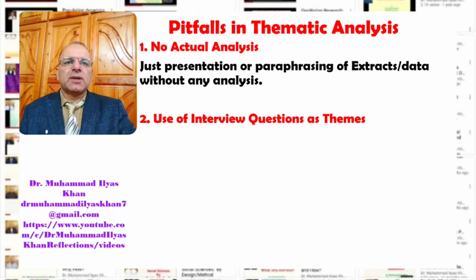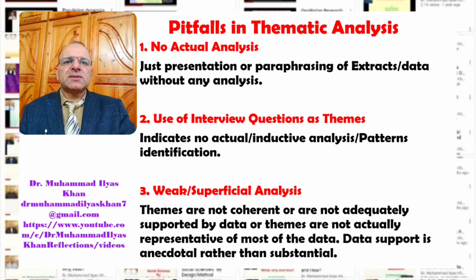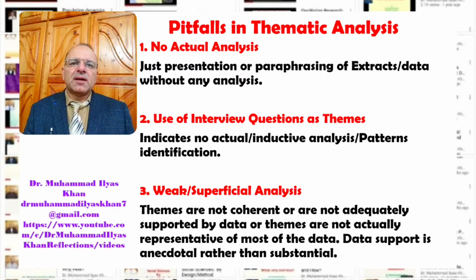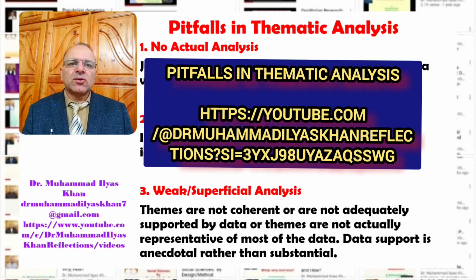The first one, no actual analysis. This means that the researchers just present or paraphrase extracts of data without in-depth analysis. In many cases, especially junior researchers just present data from their interview transcriptions without analyzing it. They think that just presenting chunks of data without actually analyzing their data in the light of their theoretical or conceptual frameworks is data analysis. That is generally not the case.